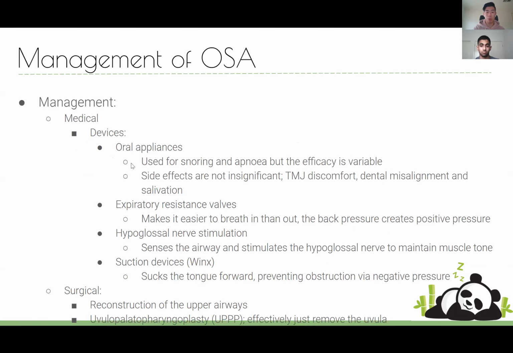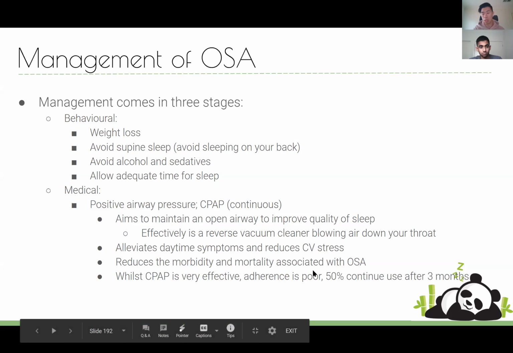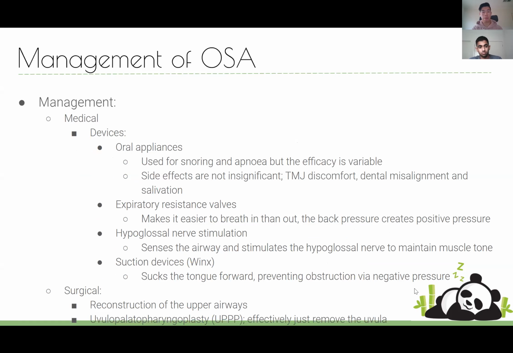If that fails, what we can do is give positive airway pressure, or CPAP, so continuous positive airway pressure. Basically what it does is just blows air down your throat and tries to open it up. It's not overly comfortable, but apparently some patients really like it if they are compliant with it, because it does alleviate their symptoms and does make them have a good night's sleep. It just takes getting used to. In terms of other devices, you can have oral appliances, expiratory resistance valves, and hypoglossal nerve stimulation or suction devices, but they aren't as high yield, I guess.